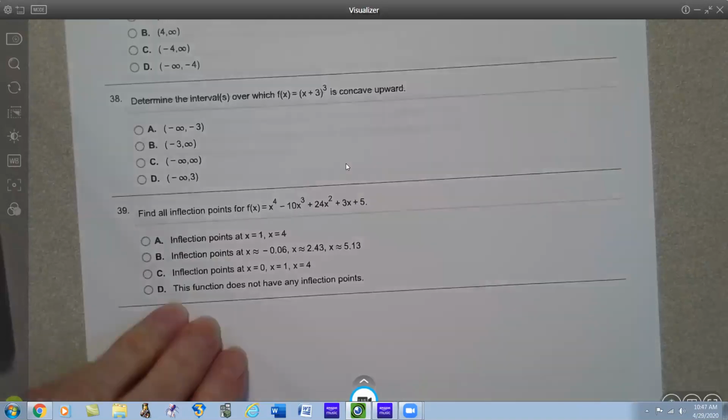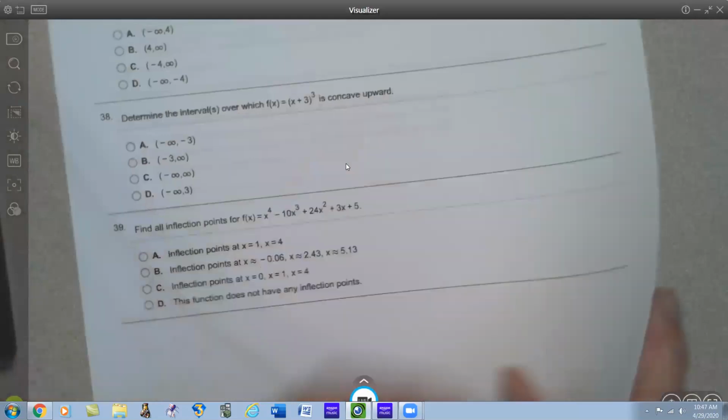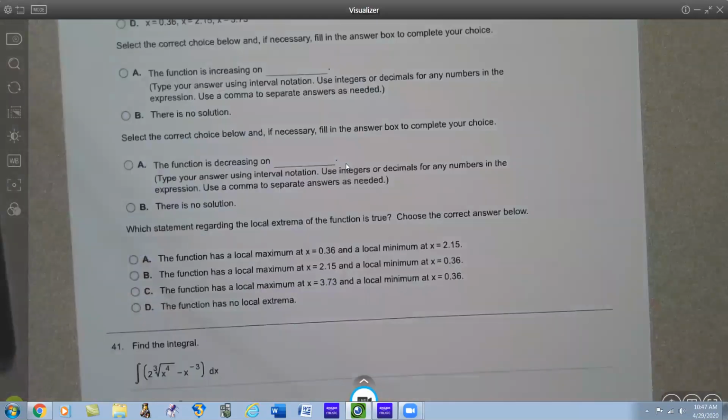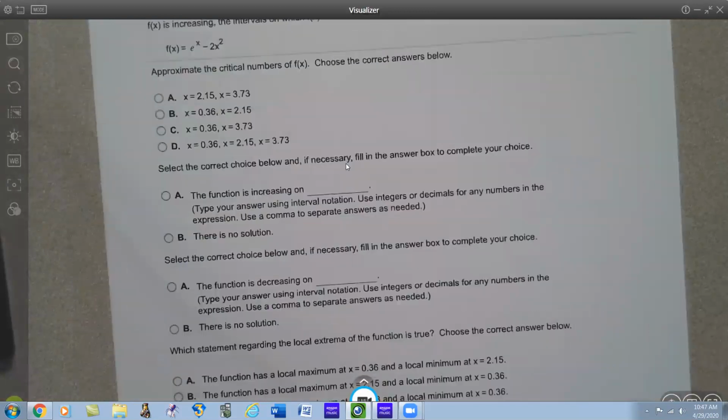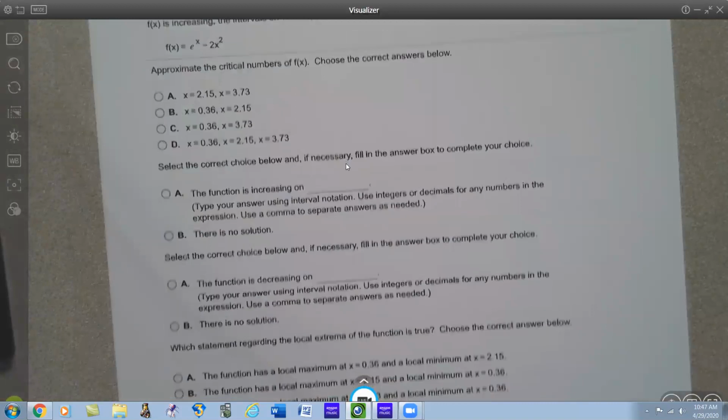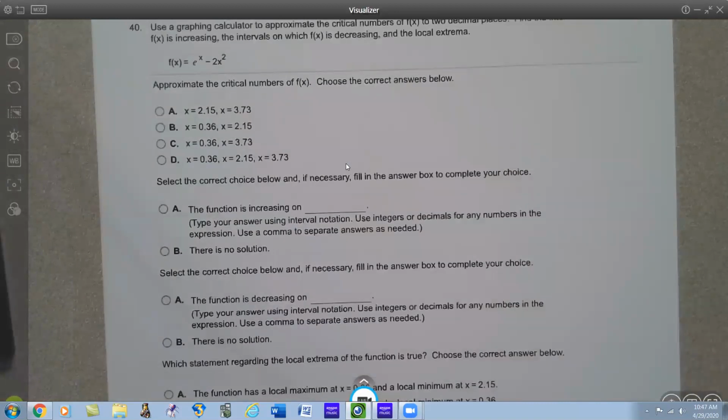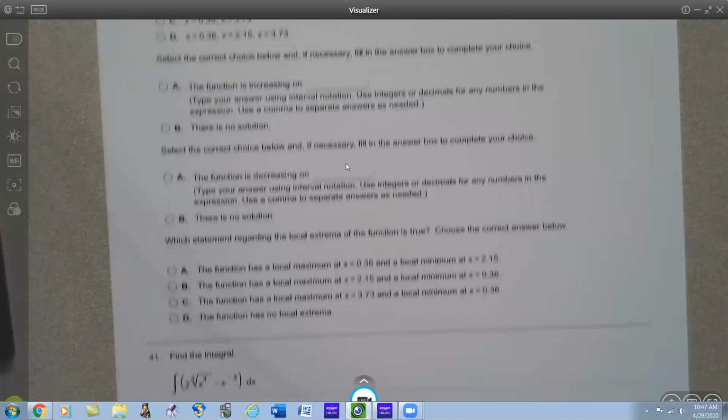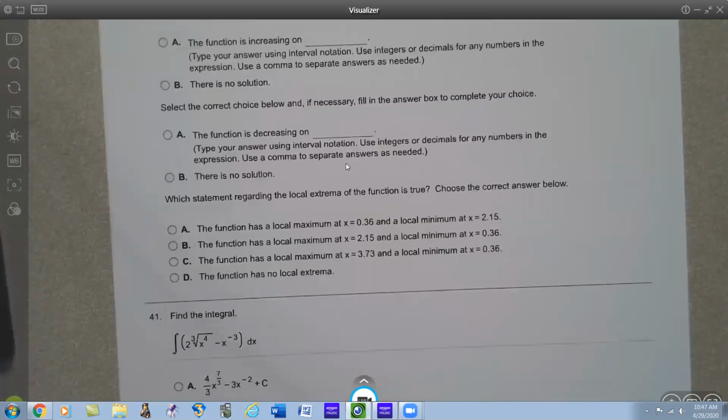Actually, that's what we were talking about before we went on spring break. So problem 40 is similar to what you had on the test, where you had to find the critical numbers, find where it was increasing or decreasing, and local max or min. So 40 is sort of a conglomeration of that prior page.